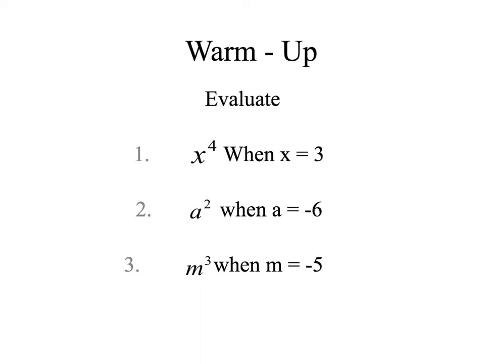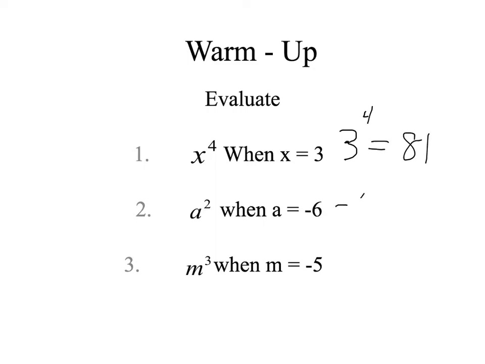So for the first one, you're going to end up with 3 to the 4th power. That would be 3 times 3 times 3 times 3. Well, 3 times 3 is 9, times 3 is 27. 27 times 3 is 81. So 3 to the 4th power is 81.